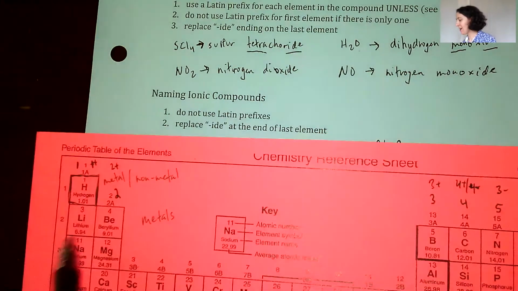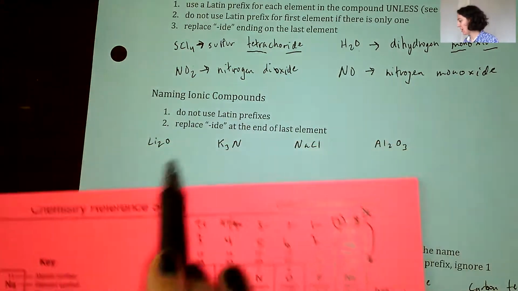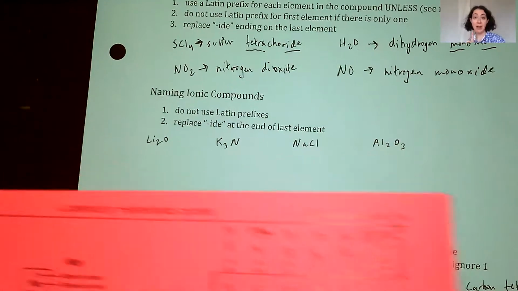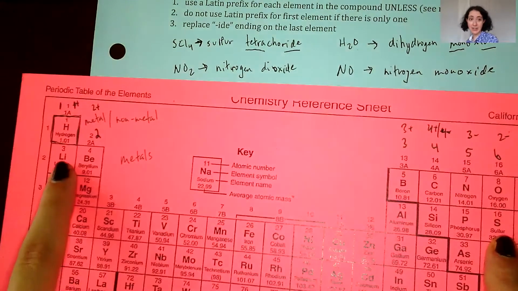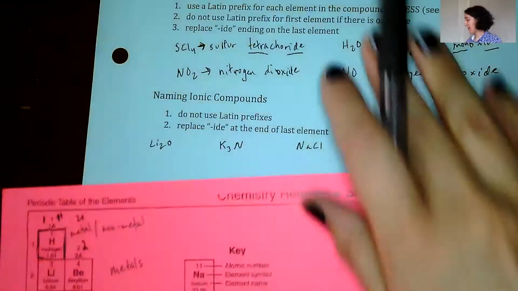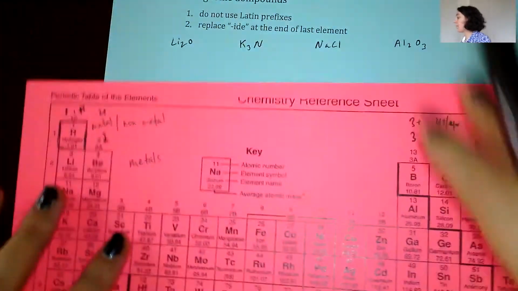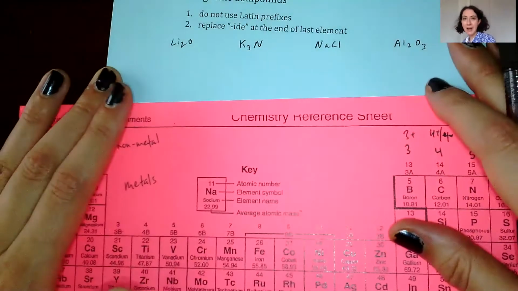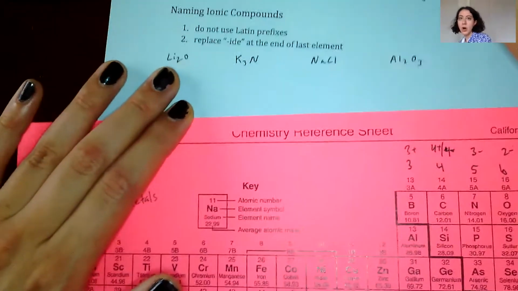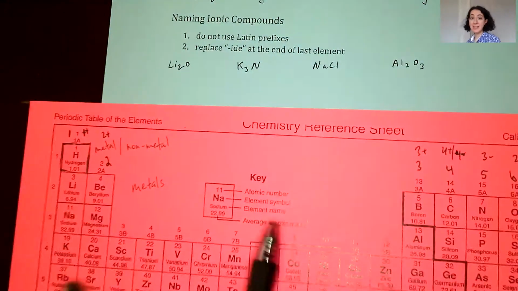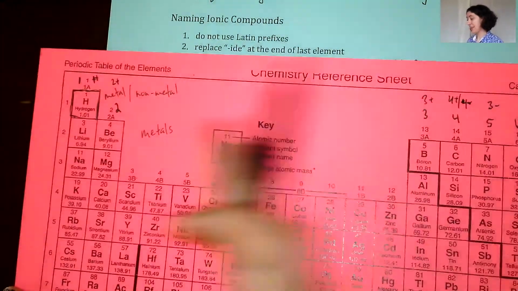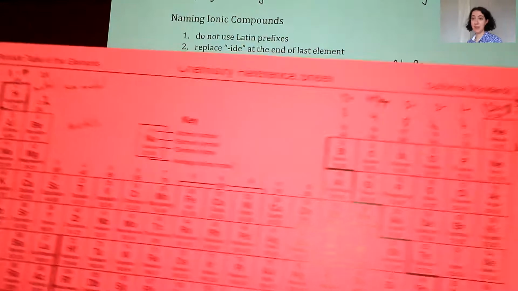So we've got Li, which is lithium, and O, which is oxygen. Now, you'll notice these are on opposite sides of the periodic table, which makes sense because ionic compounds, not molecules, are made up of a metal and a nonmetal. So it makes sense that usually the first element is going to be on this side and the second element will be on this side.